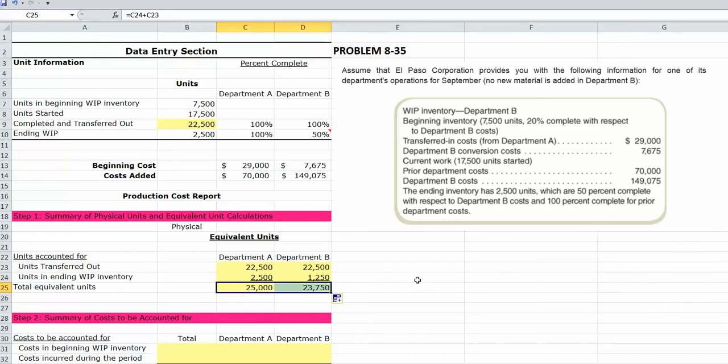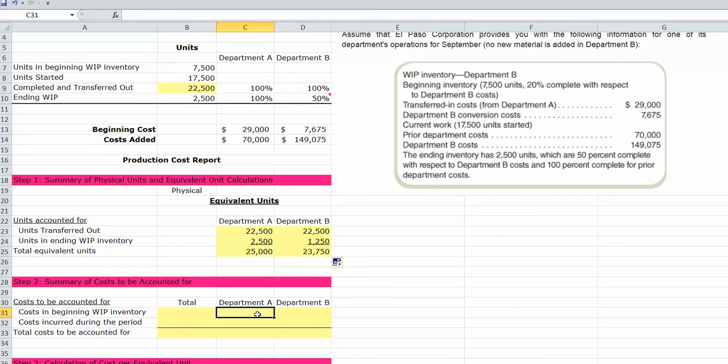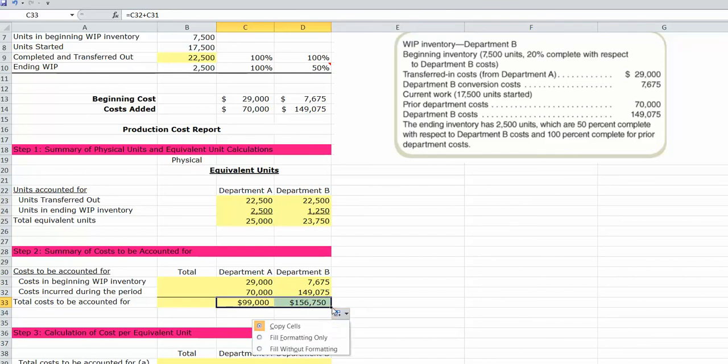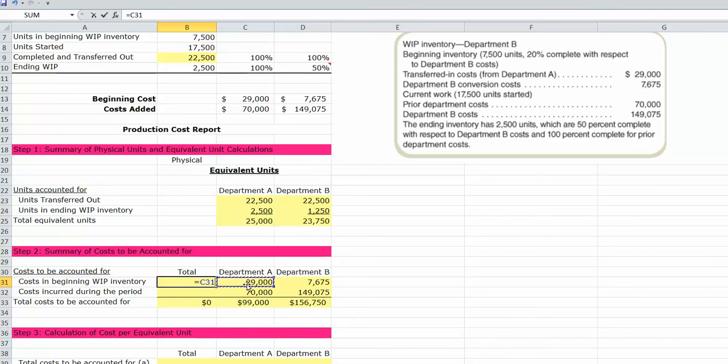Our next step is to pick up our costs that we need to account for. And that's going to be our beginning costs, which is our 29 and our 7,675. Then we'll pick up the cost that we've added this period. That's the 70,000 and the 149,000. And we can total those up. And then we can also, of course, get the total cost altogether, which would be our 29 and our 7 and our 70 and our 149.